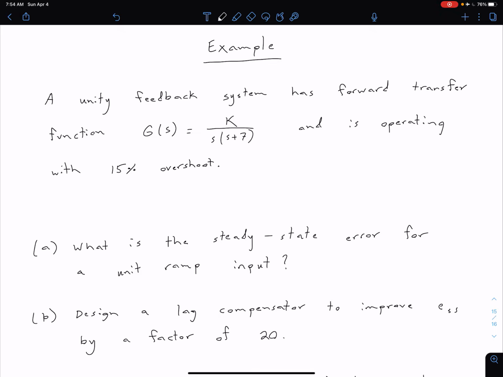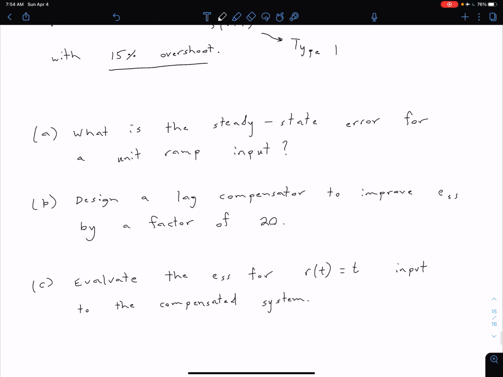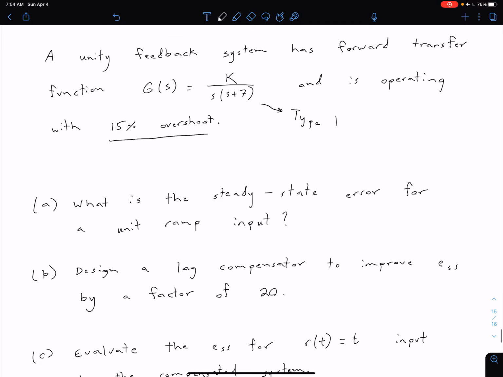What we can see from this is that we have a type 1 system. And we're told that this is operating such that it has a 15% overshoot. So we want to find a few things here. First, we want to find the steady state error for a unit ramp input. And this is for our uncompensated system.